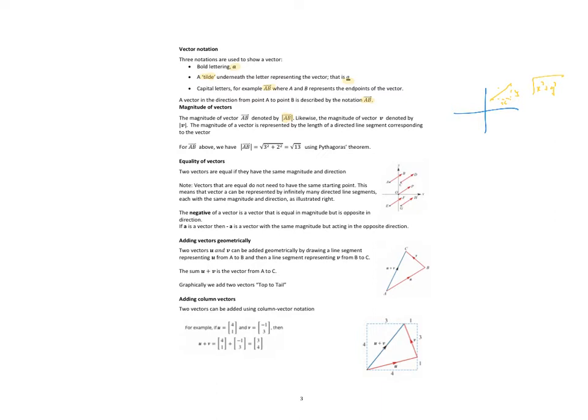As I mentioned a bit earlier, all these vectors are equal. They don't need to have the same starting point. In reality, as long as the vectors are parallel and of the same size, they're equal. A negative vector simply means it's in the opposite direction.